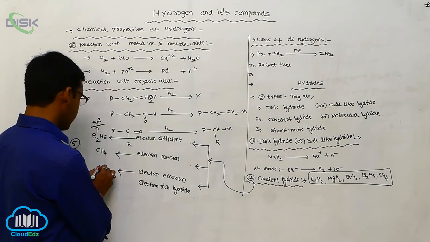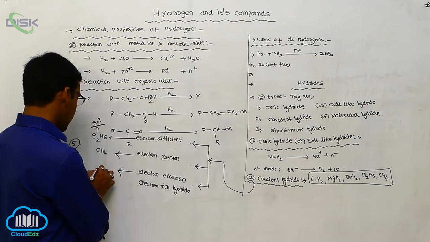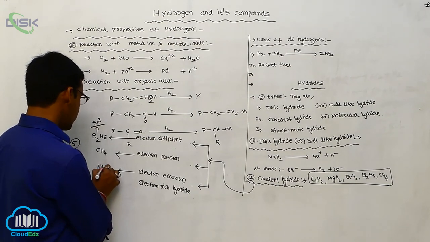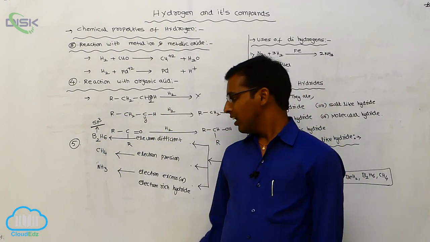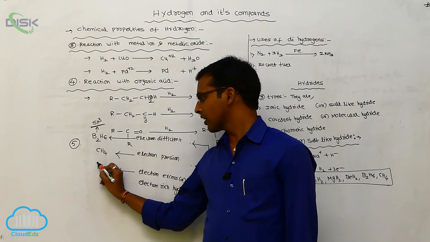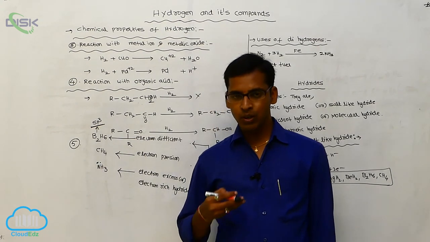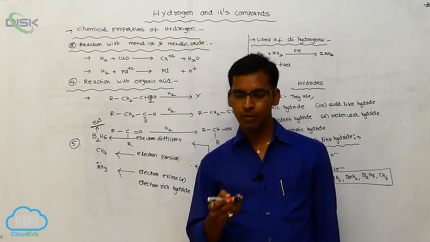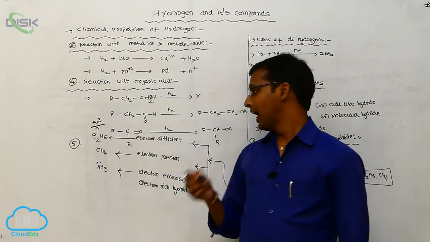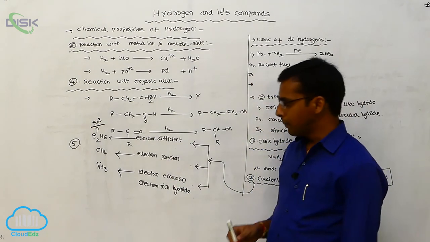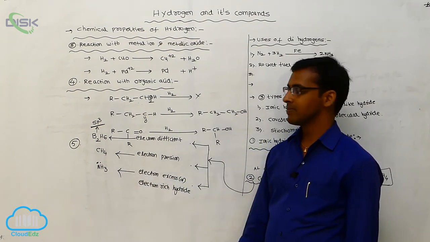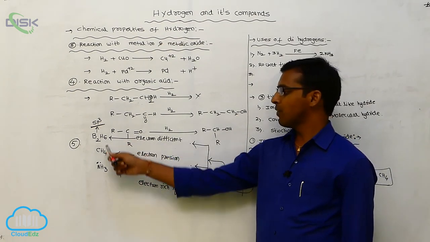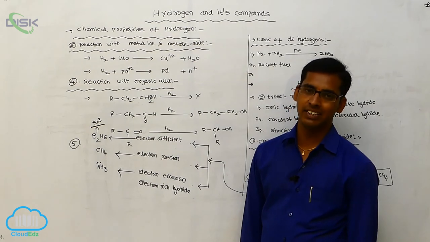And next one is electron excess or electron rich hydride. The example is ammonia. In this ammonia, lone pairs of electrons are present. Here an excess amount of electrons is present. These excess electrons are donated to an electron deficient compound. This means NH3 acts as a Lewis base, and electron deficient diborane acts as a Lewis acid.